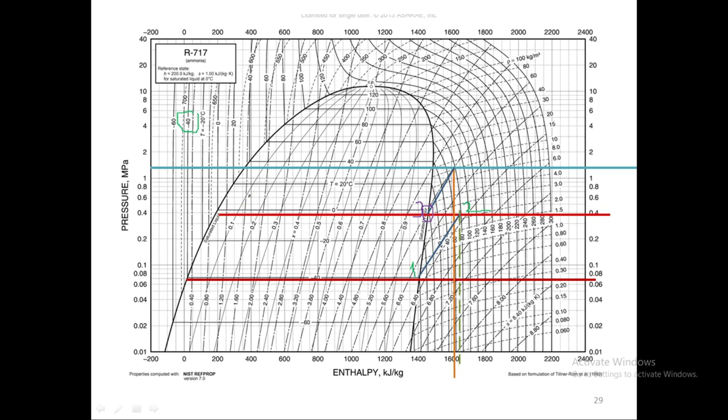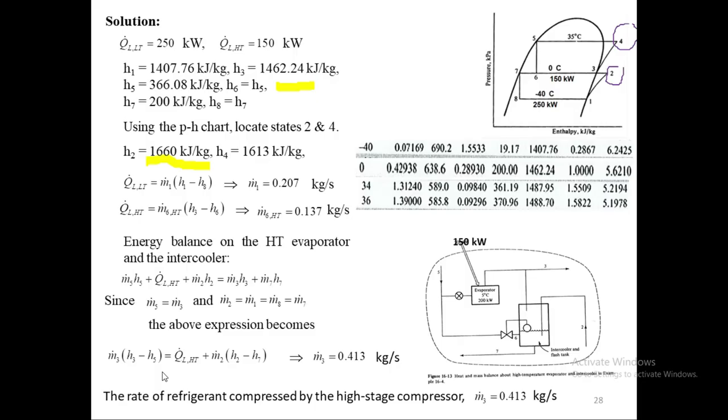So we'll extend this line from point 3 till it reaches the condenser pressure, this blue line. That will be our point 4, wherever it crosses. So it is crossing at this point here. That is our point number 4. And from here, this orange or red line, that is your value for the enthalpy of point 4, which I read as just about 1600. So I read it as 1613, H4 is 1613 kilojoule per kilogram. So I hope you understand how to read this pressure enthalpy chart. From there, I got this.